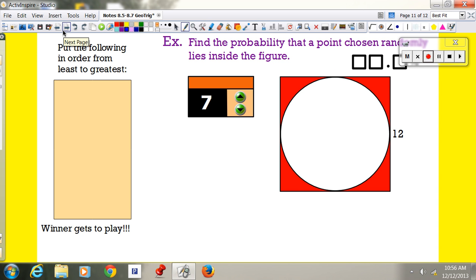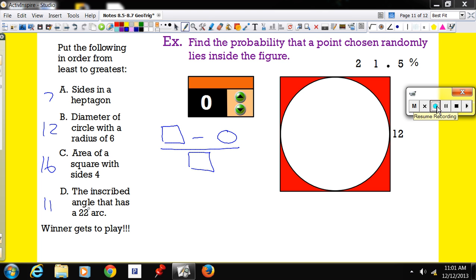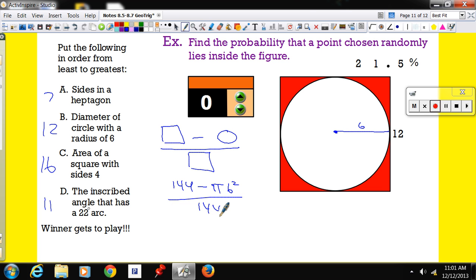Okay, one last little activity here. It's the desired part over the total part. The desired part is the shaded part. That's you do your square minus your circle. So it's going to be 144 minus, and the radius here is a 6, so minus pi times 6 squared, and that's going to be divided by 144. You do all this in your calculator, you're going to end up with 0.2146, which would round up to 21.5%.